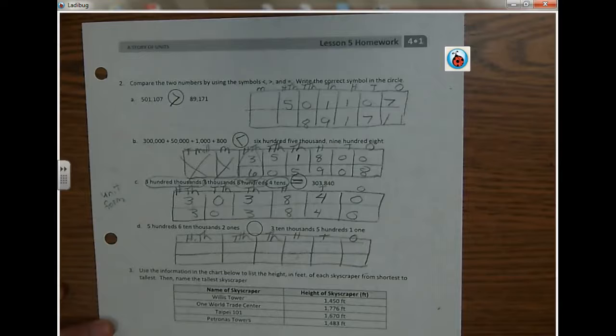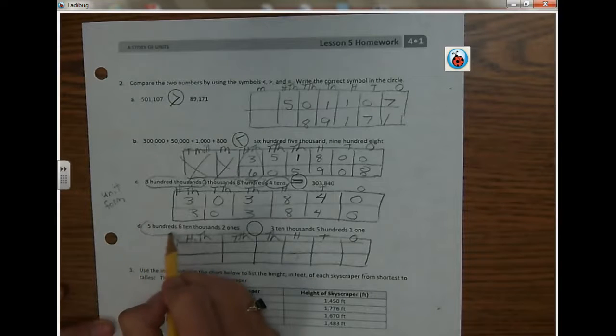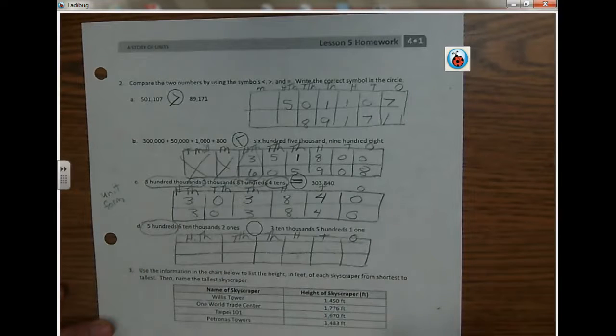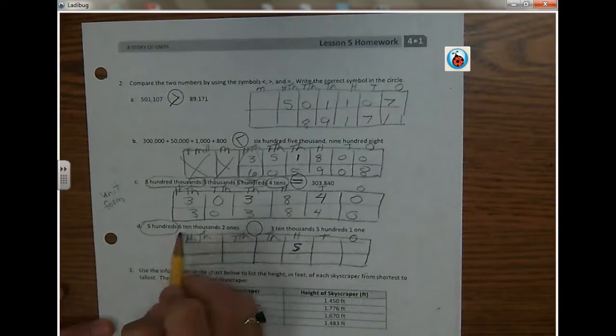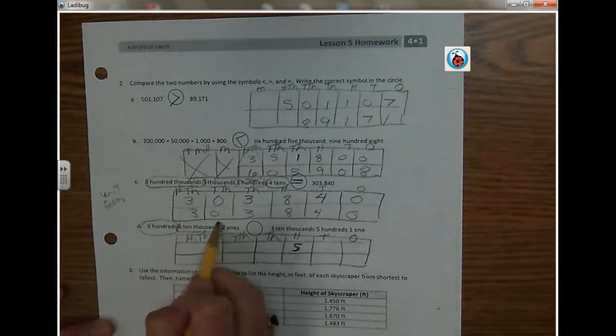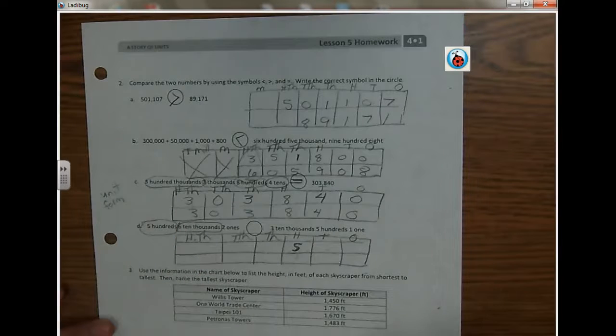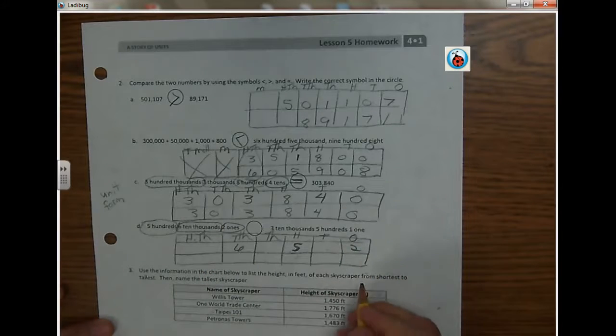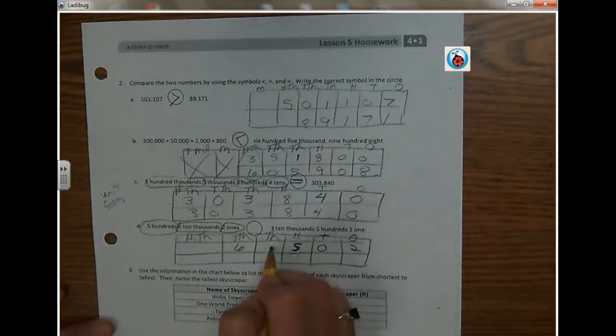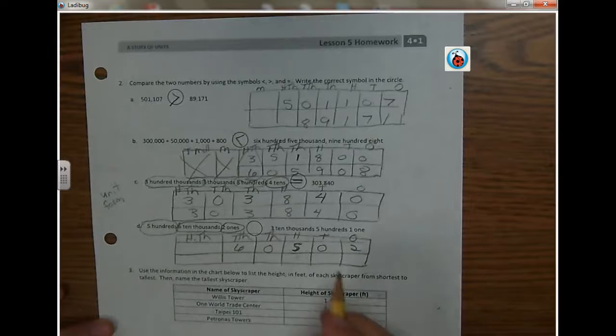They didn't put these in order. So we have 500s. We have to pay attention. Where does that go? 500s. It's going to go in the hundreds column. 6 10,000s is going to go in what column? The 10,000s column. And then 2 ones goes in the ones column. So we can assume that there's 0 tens and 0 thousands.